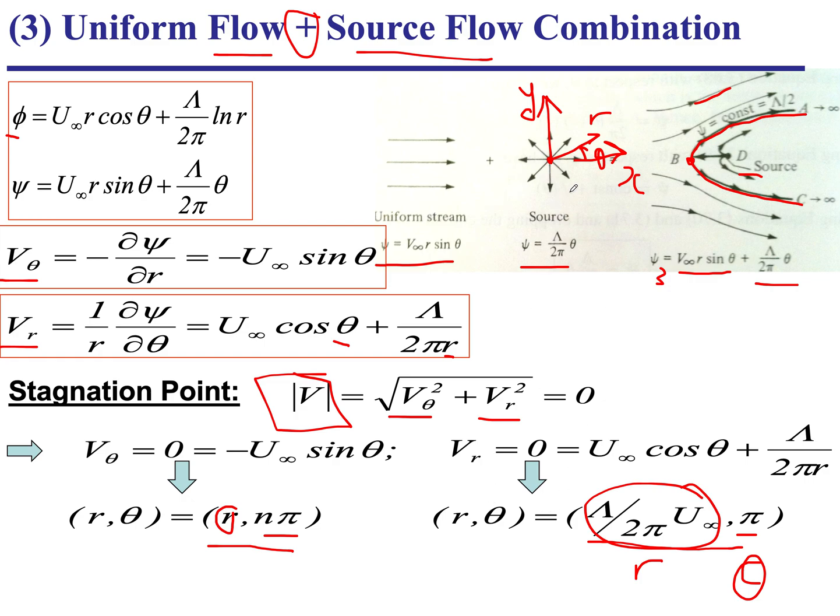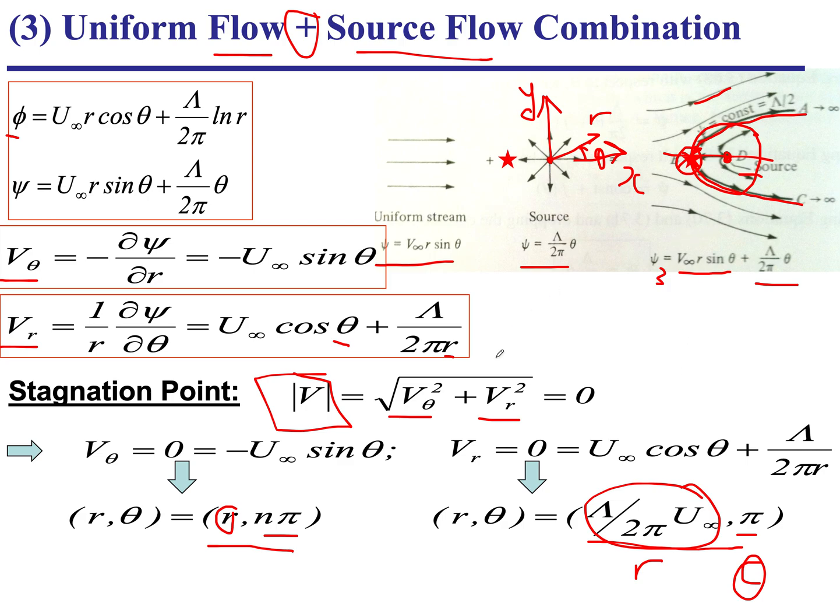So this is the point where the velocity is 0. It is at r equal to lambda over 2 pi u infinity. So this is r equal to 0. So we get r equal to lambda over 2 pi u infinity. So it'll be on this radius. That's r equal to lambda over 2 pi u infinity. And at pi, this would be the intersection of those two lines. So this would be our stagnation point right over here. On the stagnation point, there's the stagnation streamline.